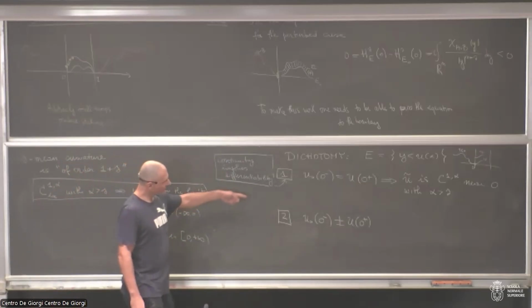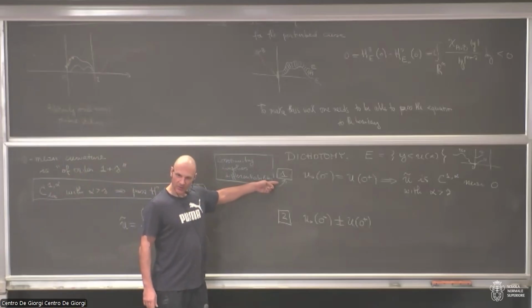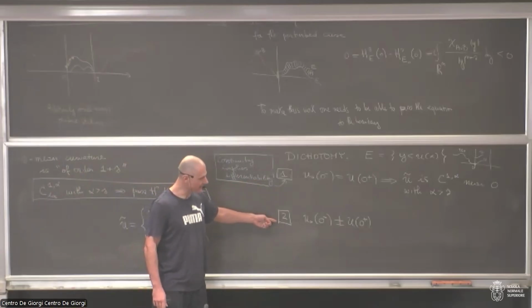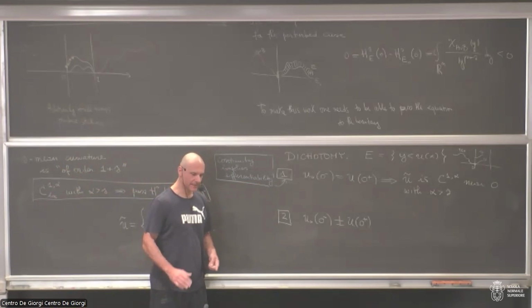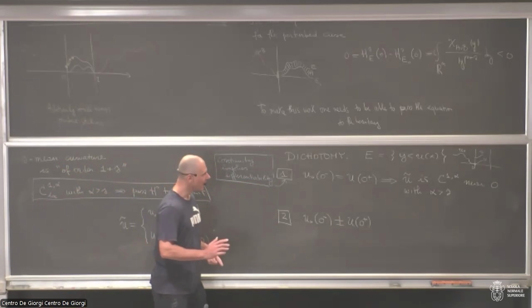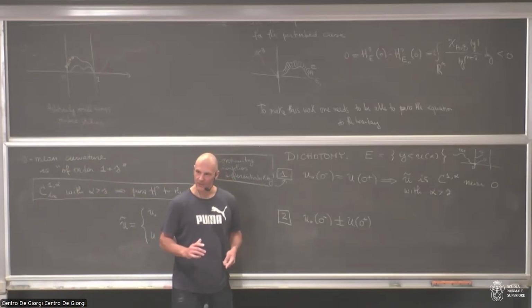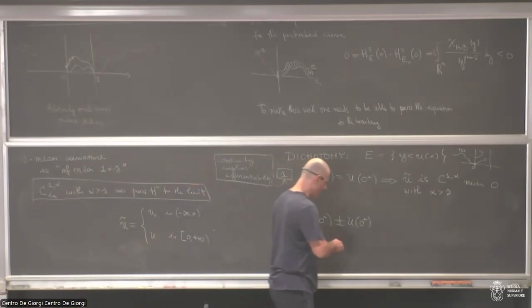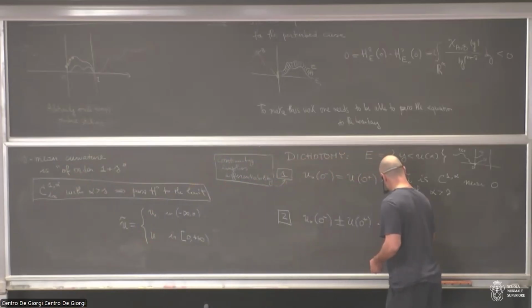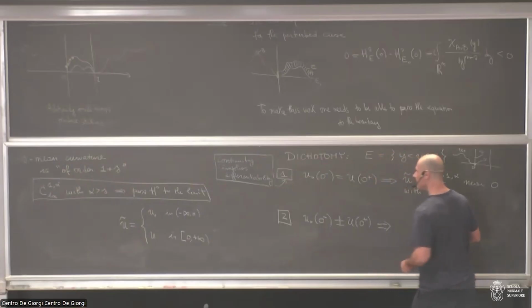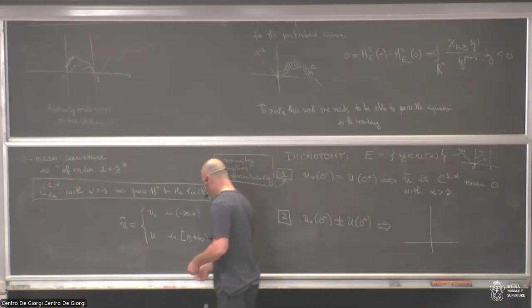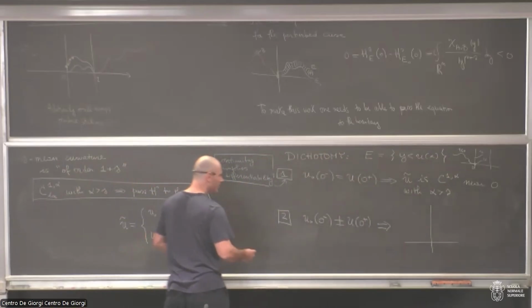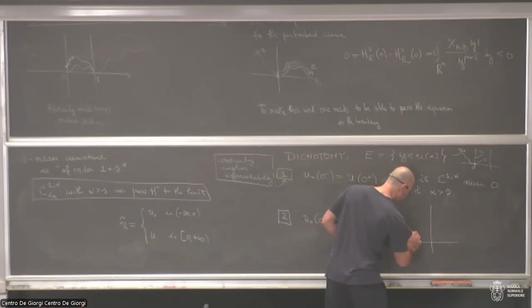So we are using this part of the dichotomy, but it's also cool to say what happens here. Well, what happens here is that you are still C1 alpha up to the boundary, but you have to turn your head. So here, what happens in this case, let me draw the picture, something like this. So you have your u0 outside.